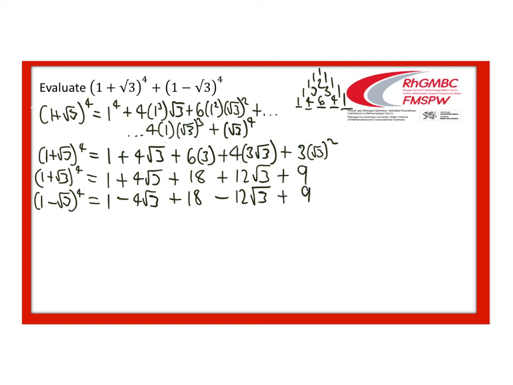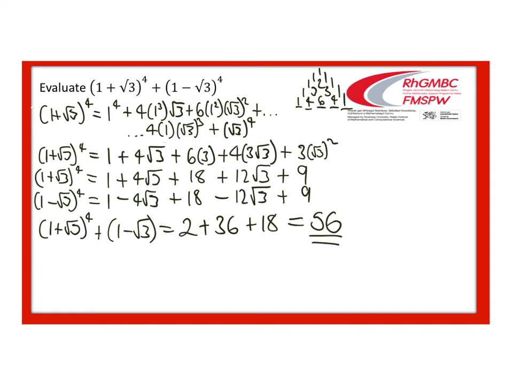And so what we can do is we can actually now evaluate 1 plus root 3 to the power of 4 plus 1 minus root 3 to the power of 4 as 1 plus 1, which is 2. The 4 root 3's cancel out. 18 plus 18 is 36. The 12 root 3's cancel out. And 9 plus 9 is 18. If I add that all together, it evaluates and gives us an answer of 56.